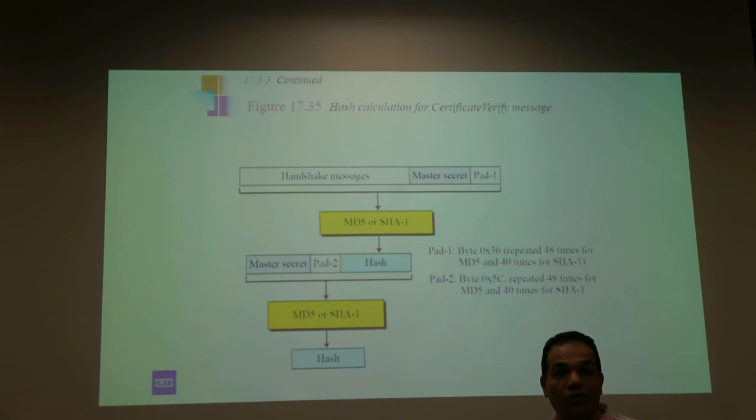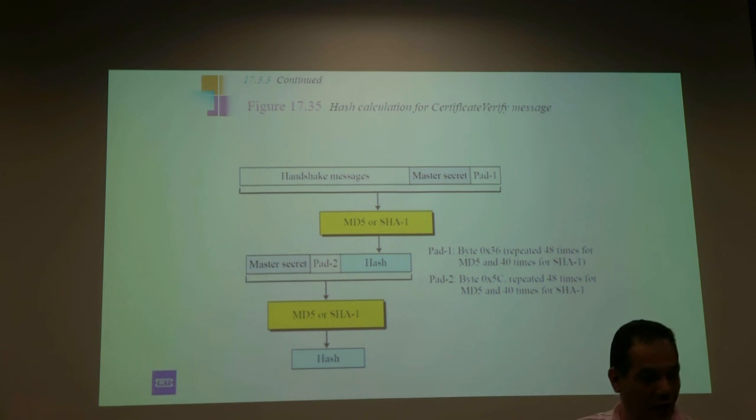So how many types of messages do we have? Ten. Ten where? In the handshake. And one in alert, and one in cipher spec. How much is this? Twelve different messages, right? 2 plus 10 is 12.